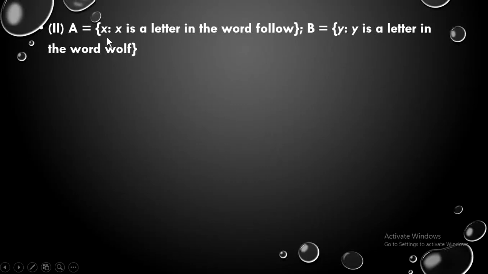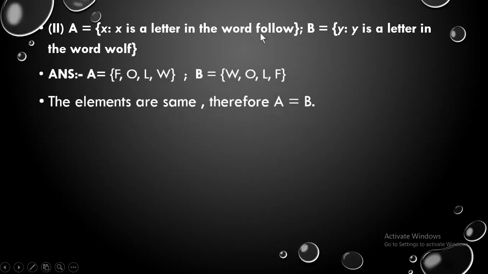Next one says in A, x is such that x is a letter in the word FOLLOW, and B says that y is such that y is a letter in the word WOLF. Now when you make a set of these letters, you see that in FOLLOW, O is repeated, L is repeated. So without repeating those elements, you need to make the set which consists of F, O, L and W only. And then you have WOLF, in which nothing is repeated, so you write it as it is. And then you can see that this consists of W, O, L, F, this consists of W, O, L, F, same elements, same number of elements. So again, here set A will be equal to set B.